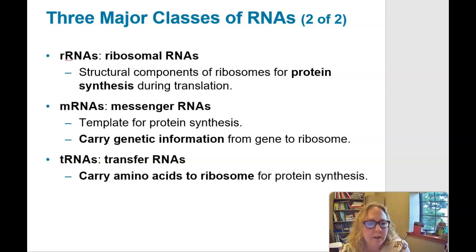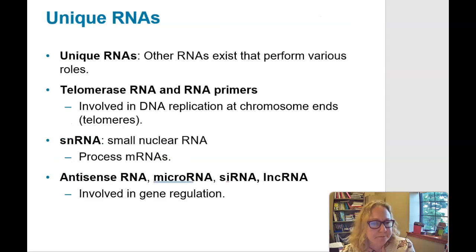We'll watch a video. The messenger RNA is the actual genetic information. This is the sequence of RNA that matches up. And the transfer RNA actually carries the amino acids to the ribosome. It's the little thing that holds the amino acid on it. We will see it when we get to that chapter.